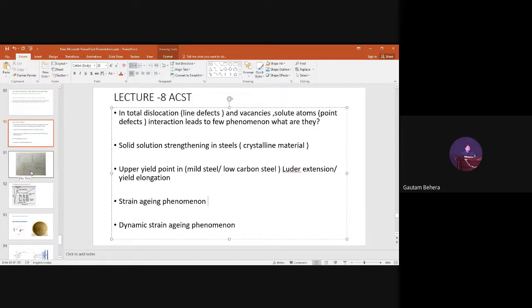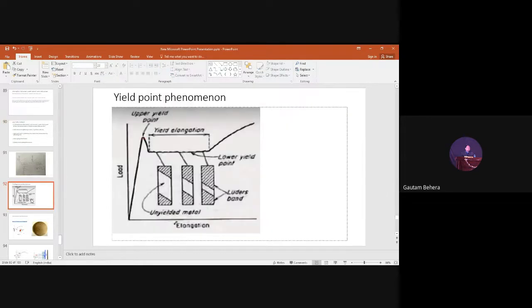Okay, fine. We have already seen an engineering stress versus engineering strain plot for normal steels or normal metals like aluminum, right? We haven't seen any yield point phenomenon there. But if we draw a stress versus strain plot like this, this is basically a load versus elongation plot.